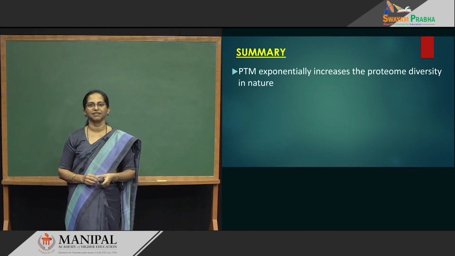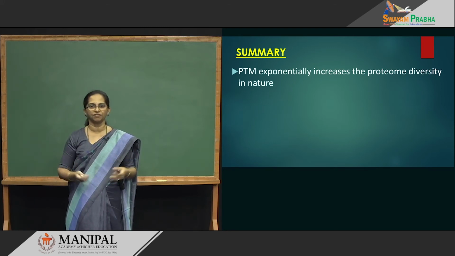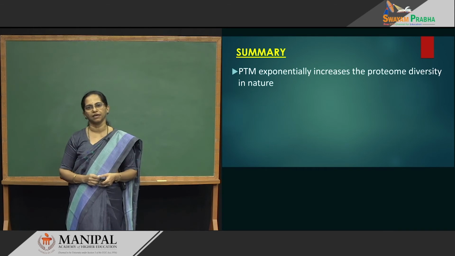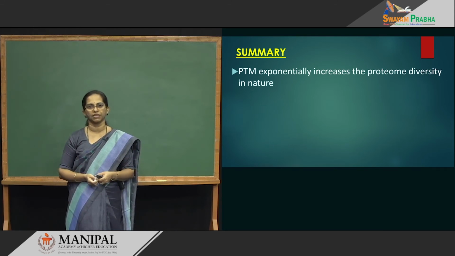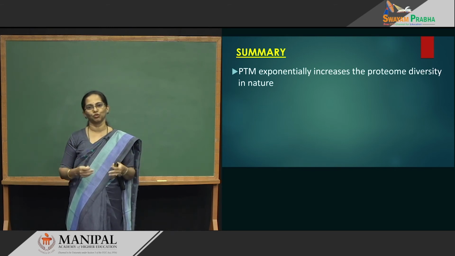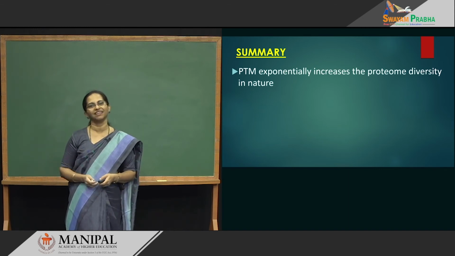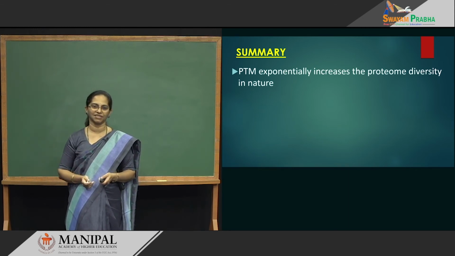So, let us try to make a summary of post-translational modification of proteins. So, why do we do modifications? The first important thing, we need to make more proteins. How many genes did I tell you? 20 to 25,000 genes. But how many proteins? 1 million proteins. So, how did we magnify this number? Through increasing the transcriptome, first level, and the second level is post-translational modification. So, PTM exponentially increases the protein diversity.